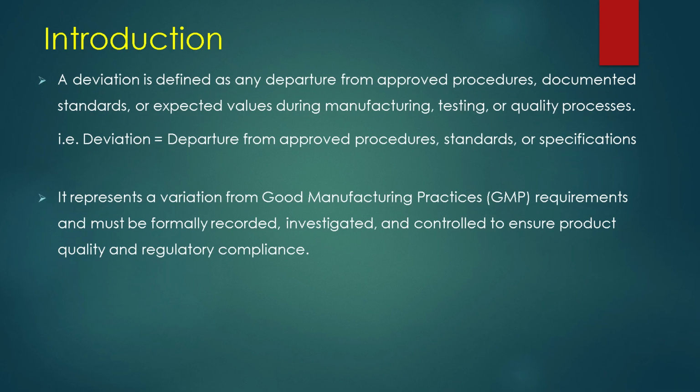Introduction. A deviation is defined as any departure from approved procedures, documented standards, or expected values during manufacturing, testing, or quality processes. It represents a variation from good manufacturing practices requirements and must be formally recorded, investigated, and controlled to ensure the product quality and regulatory compliance.